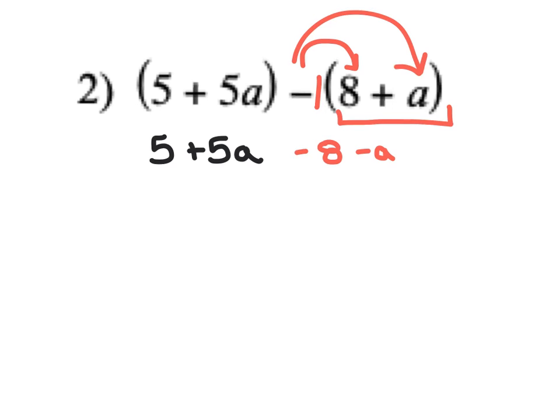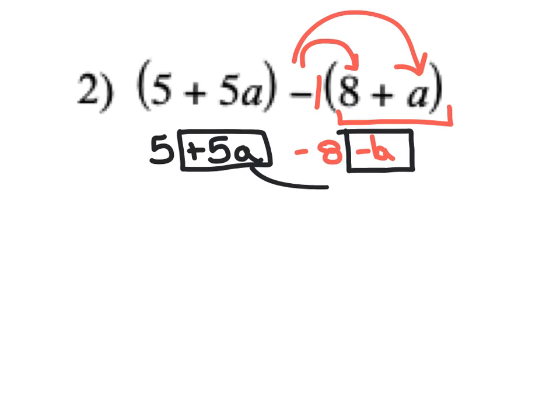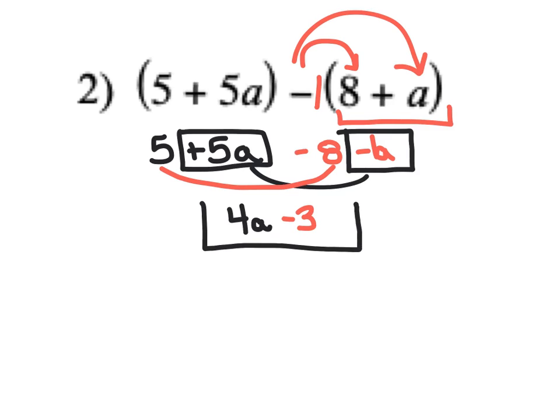Once I've gotten rid of parentheses, I'll combine my like terms, and I always write my variables first. So I have a 5a and a negative 1a. 5 plus negative 1 is a positive 4a. Now I'm going to add together 5 plus negative 8, which is a negative 3 that I write as a minus 3. So my final answer when I combine my like terms is 4a minus 3.